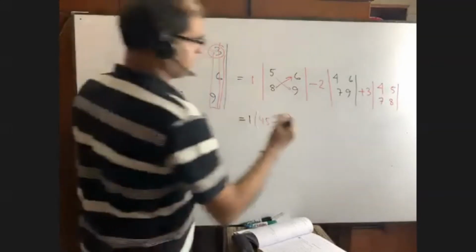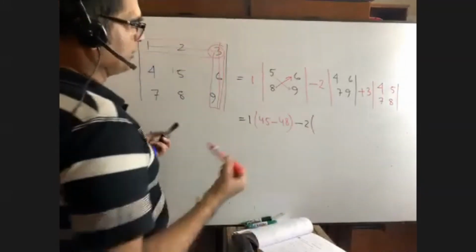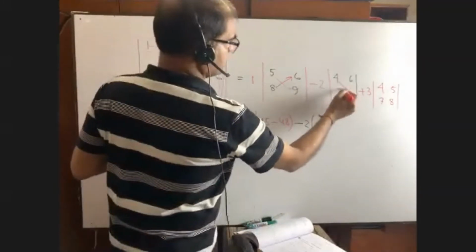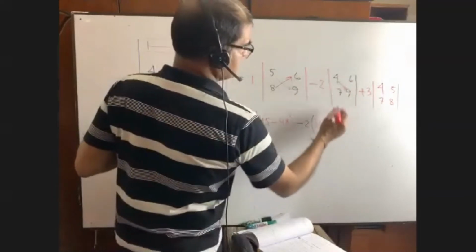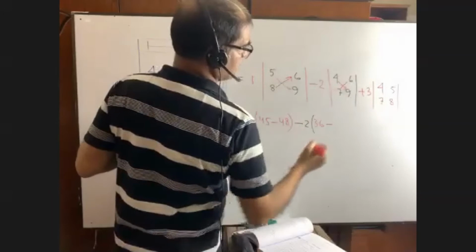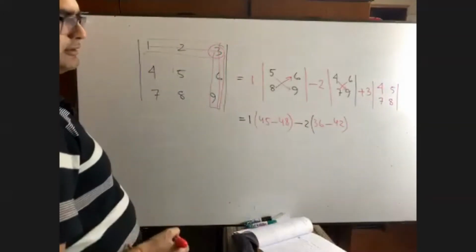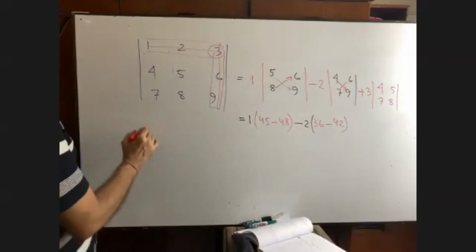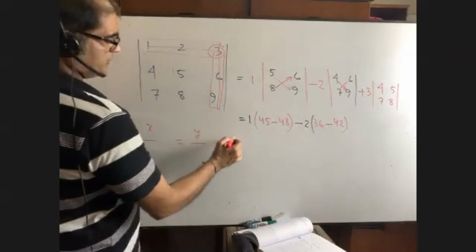Then again, it is -2. You multiply in the same way. 4 into 9 is 36. And -6 into 7 equals what? 42. Can you remember, for cross multiplication?